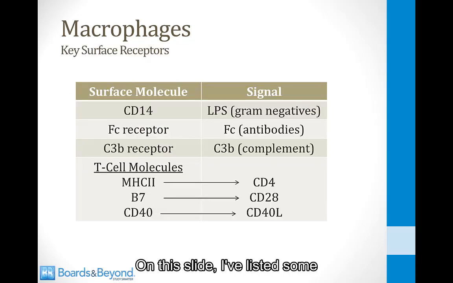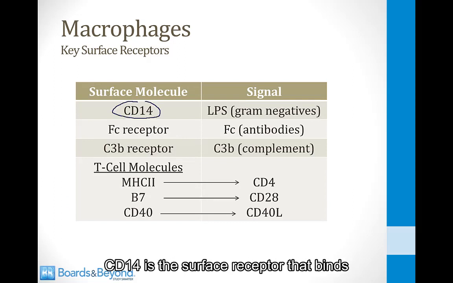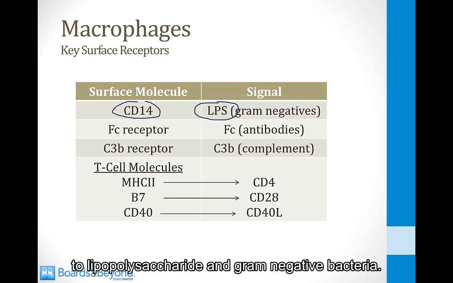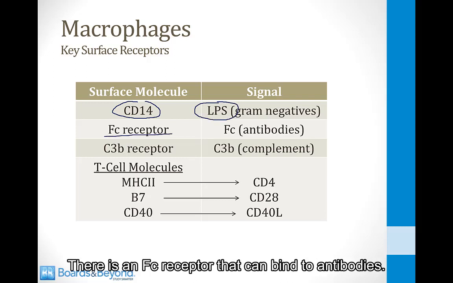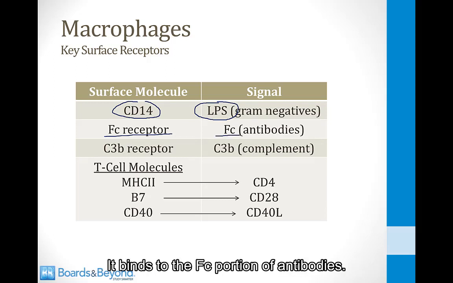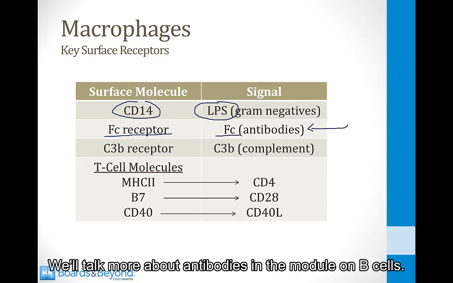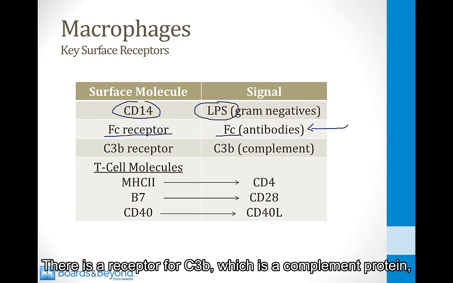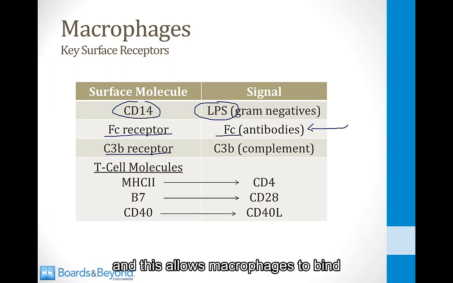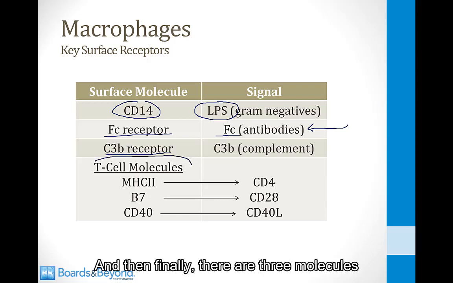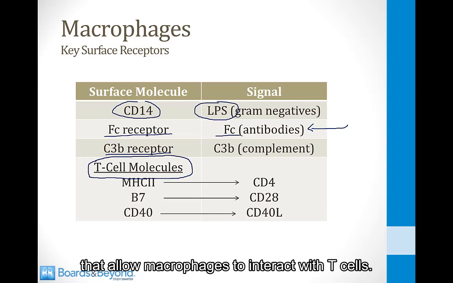On this slide, I've listed some of the important surface receptors found on macrophage cells. CD14 is the surface receptor that binds to lipopolysaccharide in gram-negative bacteria. There is an Fc receptor that can bind to antibodies. It binds to the Fc portion of antibodies. We'll talk more about antibodies in the module on B cells. There is a receptor for C3b, which is a complement protein, and this allows macrophages to bind anywhere that complement is found. And then finally, there are 3 molecules that allow macrophages to interact with T cells.